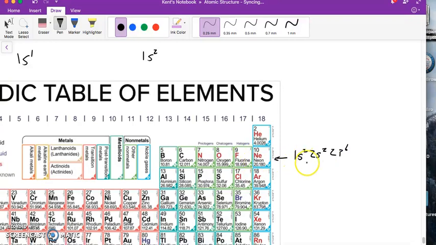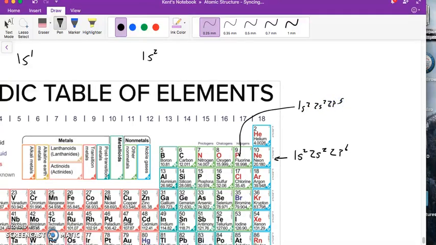If we wanted to do it for fluorine, let me put this one over here. To do this for fluorine, it would be very similar to neon, only it doesn't have that 6th p electron. It's only got 5. So 1s2, 2s2, 2p5.